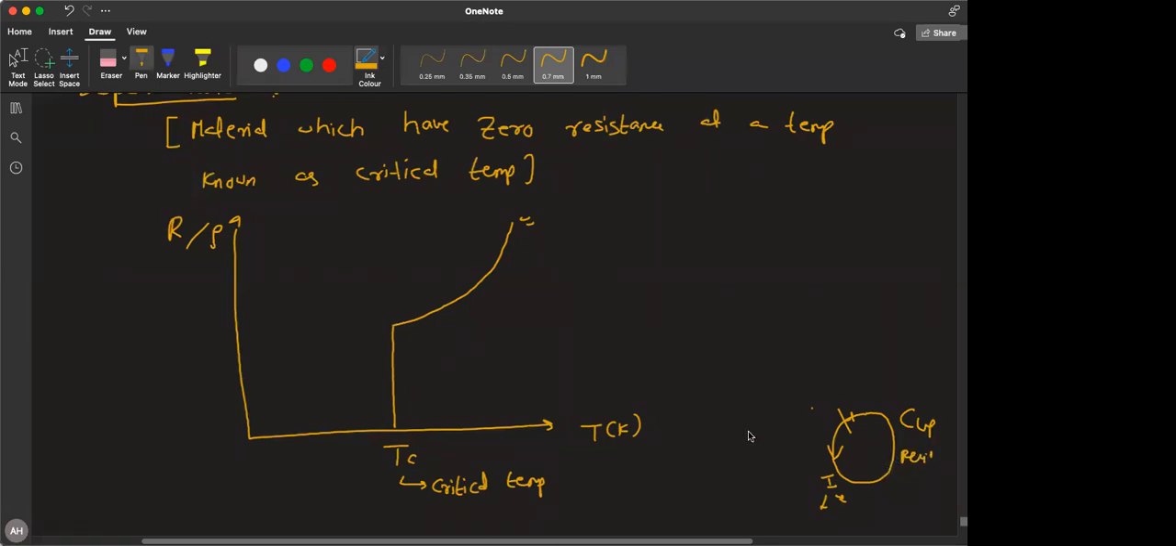Now assume this wire has exactly zero resistance. I connect the cell, then I remove the cell. Then current will never reduce to zero. It will always flow in the coil. So always the same current will keep on flowing through the coil. So if you are using a coil or something made of superconductors, then the wastage of energy will be minimal.